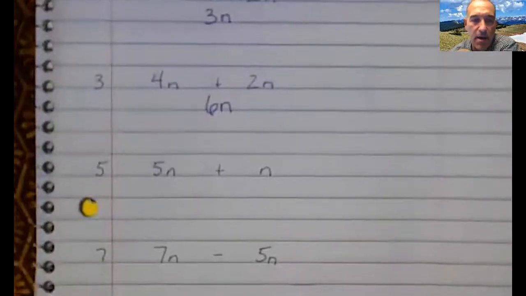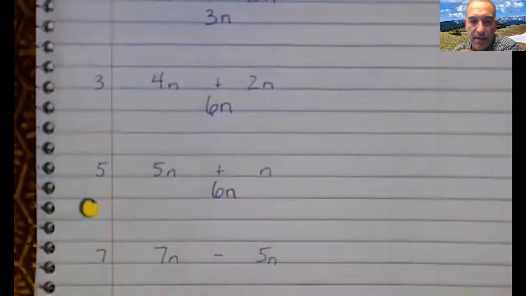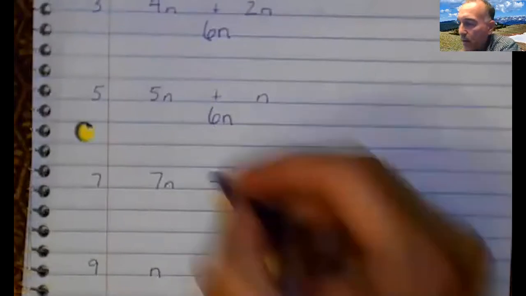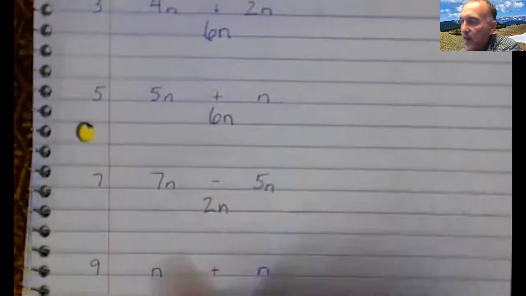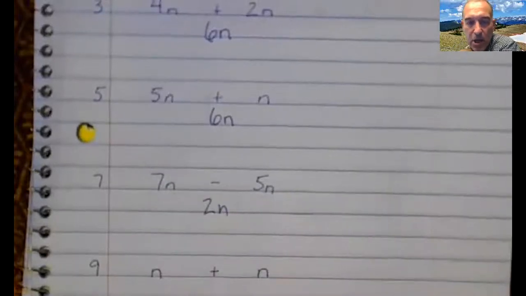How about this one? How many n do I have? That's right. I have 6n. How about this one? How many n do I have? I have 2n. I have 7n minus 5n. That's 2n. I am combining like terms.